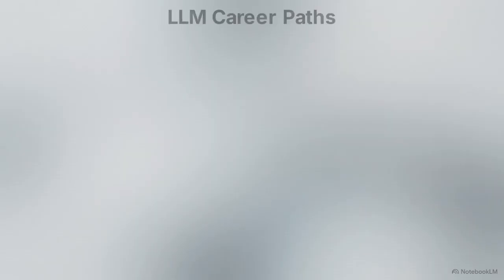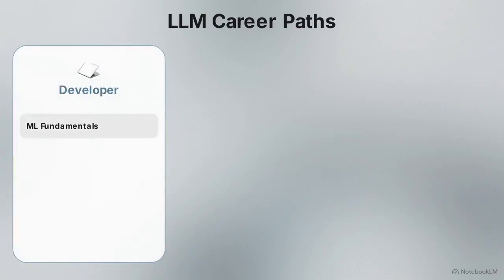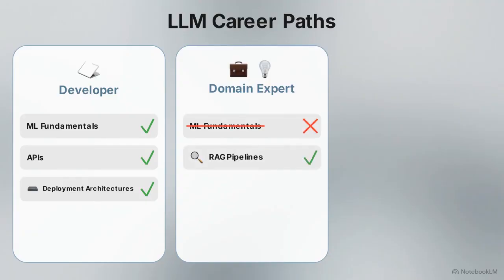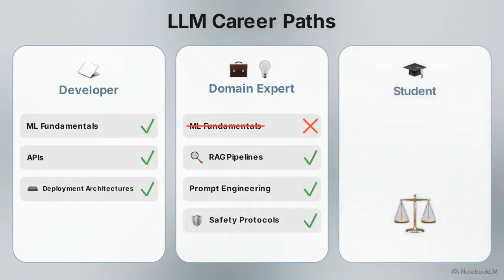To summarize, the developer's golden path means pushing deep through machine learning fundamentals, mastering APIs, and building complex deployment architectures. The domain expert's path looks very different. Ignore the deep math entirely. Instead, master RAG pipelines, advanced prompt engineering, and strict safety protocols within your specific field. And the student's path is a steady, balanced approach, building basic coding literacy right alongside core machine learning concepts.